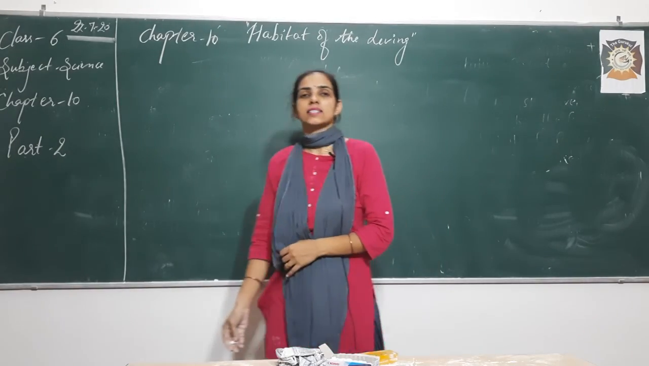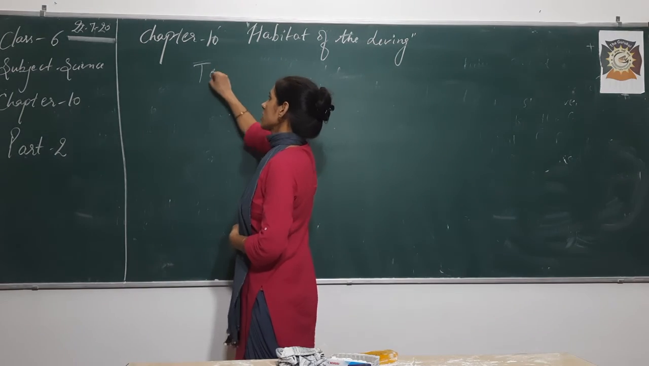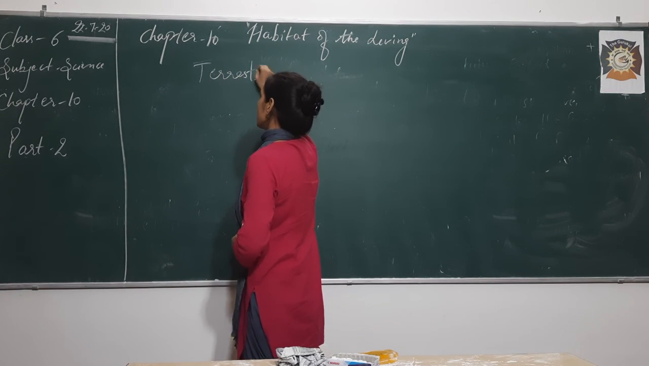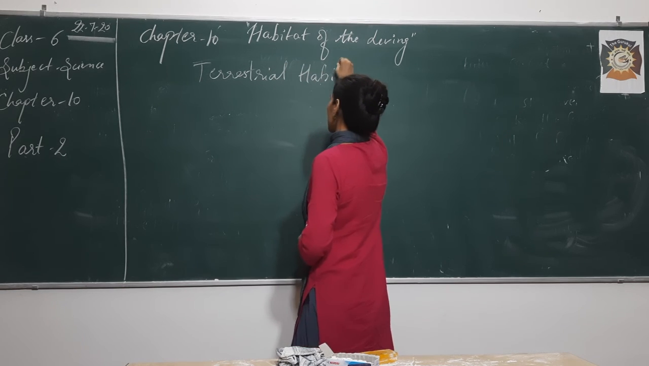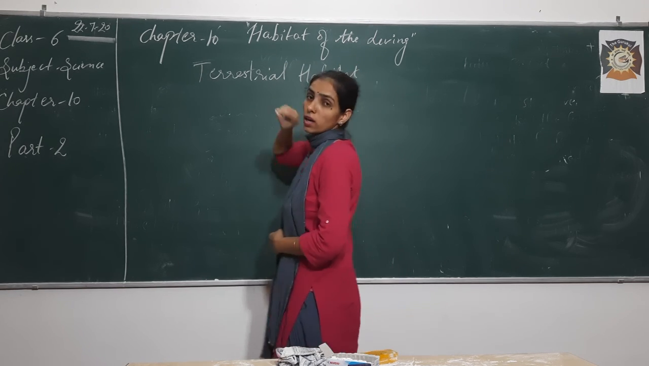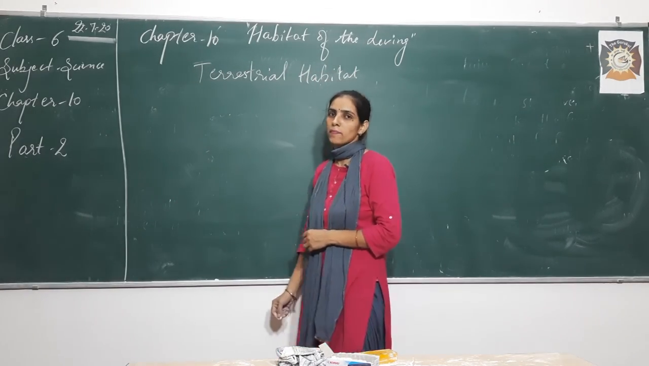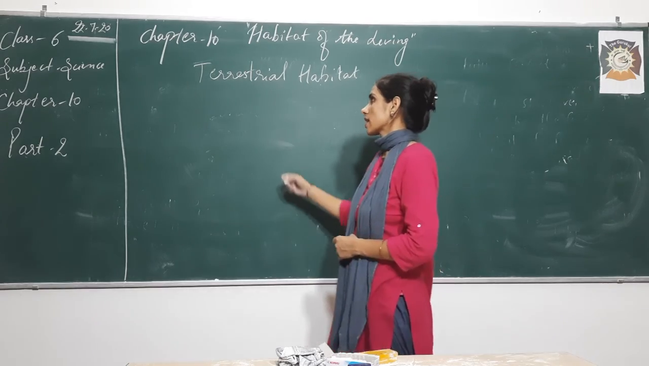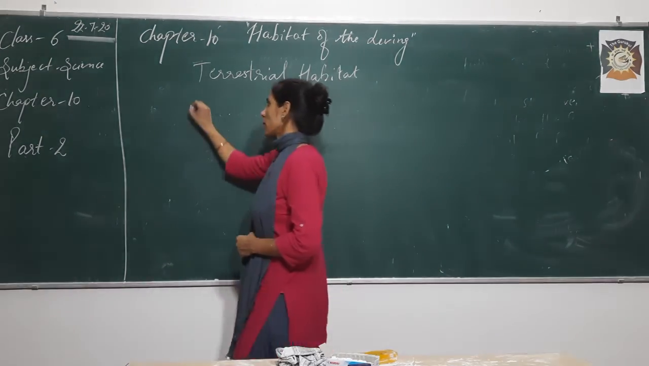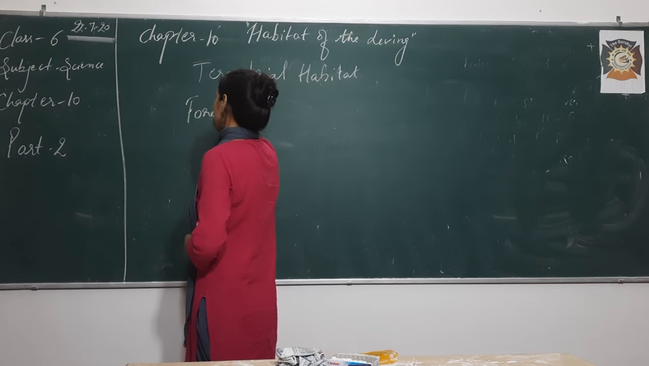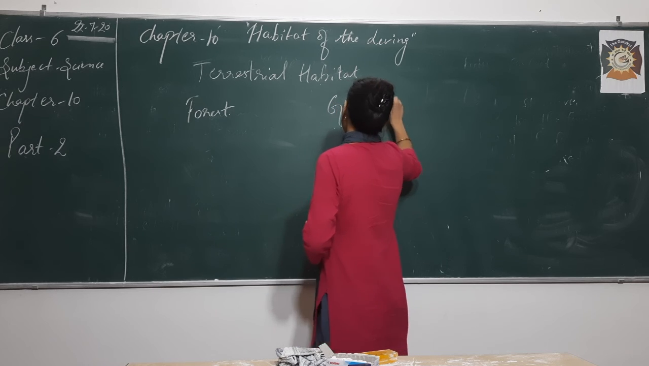Last time, as I have told you, we will discuss the various categories of the terrestrial habitat, right? And I have told you that the four categories of this terrestrial habitat were forest, grasslands, mountain regions, and deserts. Today we will discuss the first two categories, that is forest and grasslands.